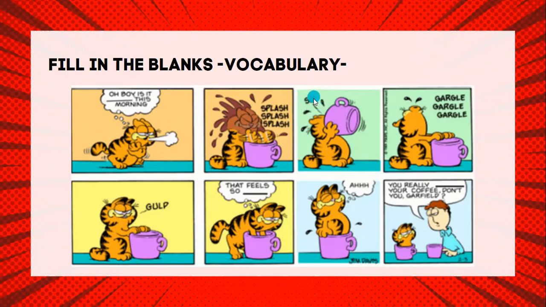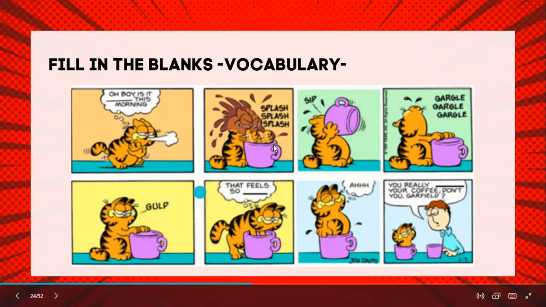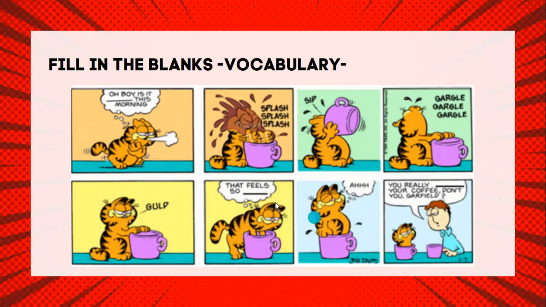Remember that sip is also a verb. That is sorber or beber little by little. Gargle, that will be the sound. What you have is Listerine, and when you are using Listerine, you gargle, and then gulp. Like kind of like swallowing, but in big amounts, food and drinks. So see, we can also see a lot of vocabulary that we can learn through a short comic strip.